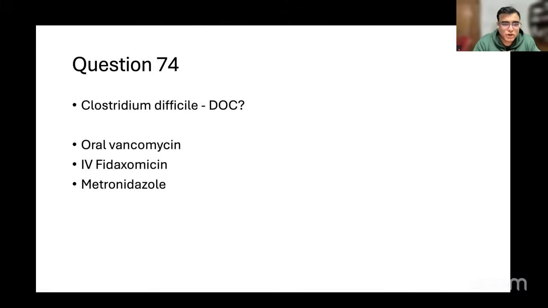Clostridium difficile, drug of choice. Now, this is a tricky one. Oral vancomycin, somebody recalled IV fidaxomicin and metronidazole. So the correct answer would have been fidaxomicin. But if it is IV, then it is not correct because IV fidaxomicin doesn't exist. If oral fidaxomicin or just fidaxomicin had been given, then the answer would have been fidaxomicin. But since IV fidaxomicin does not exist, oral vancomycin becomes the drug of choice there.